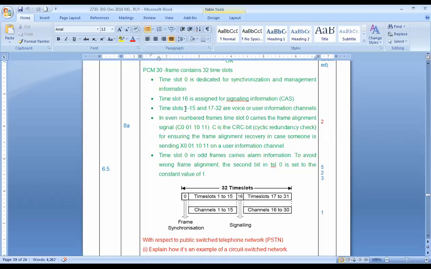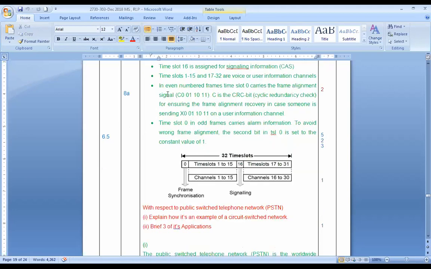So time slots 1 to 15 and 17 to 31 are voice or user information channels. These are all voice channels, the ones you can see here from 1 to 15 and 17 to 31. Fine, that's okay. In even numbered frames, time slot 0 carries the frame alignment signal. This is also called FAS, frame alignment signal. So this is going to check if it is aligned, if it is in proper order.